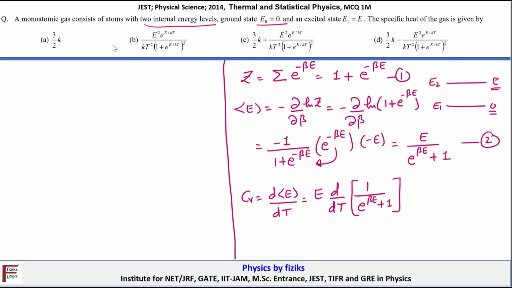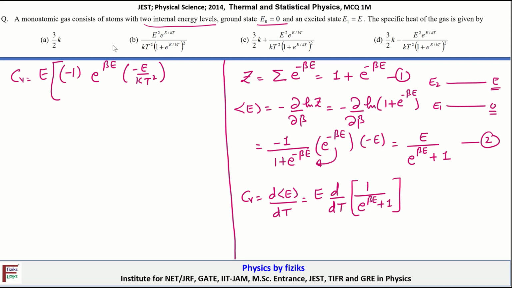Okay, so this can be written as Cv equal to E times the differential of f by g, so gf dash minus fg dash. So gf dash will be 0 because f dash, the differential of 1, will be 0. So the second term is minus f into g dash, that is exponential beta E. Then the differential of the exponent with respect to t will give us a term of minus E upon k t square, where k is the Boltzmann constant.